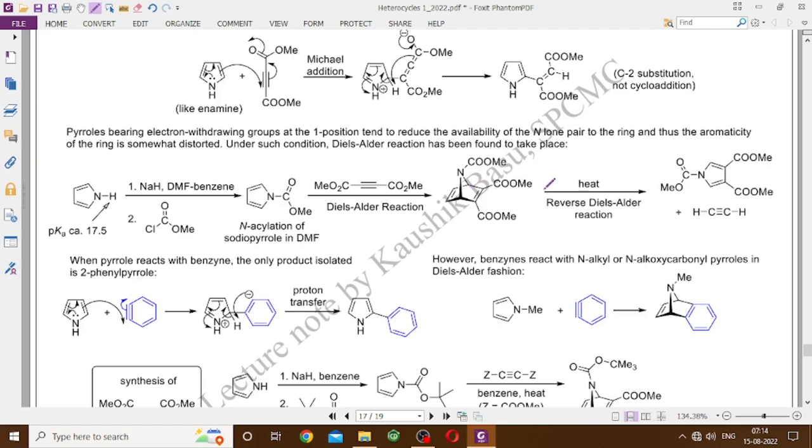which, if you heat, will undergo reverse Diels-Alder reaction to eliminate, shifting the double bond here, shifting the carbon-carbon single bond to the carbon-carbon triple bond, because you already had a double bond here, and breaking down the Diels-Alder adduct, you will get acetylene, which is a gas, leaves, and you have a 3,4-dicarbomethoxy derivative of this thing.